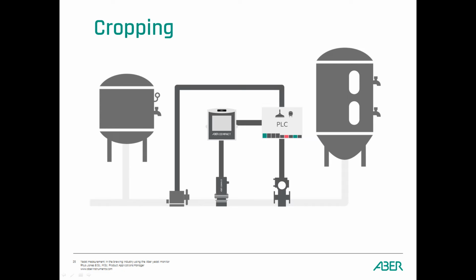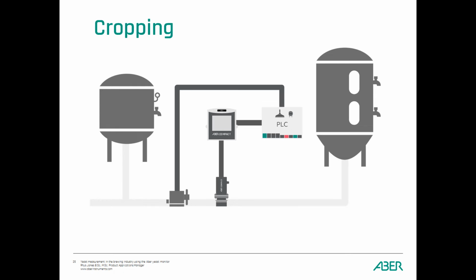The next application that we're going to look at is cropping. This is much like pitching, except there is no need for the flow meter during the crop. First, a cell concentration threshold must be set in the PLC, for example, 1 billion cells per milliliter. Any cell concentration above this value can be recovered, while anything below will not.